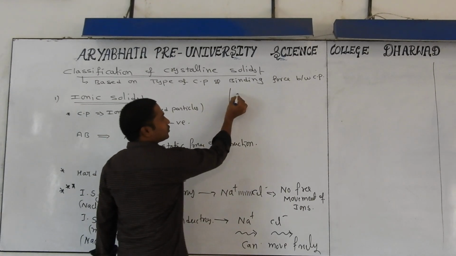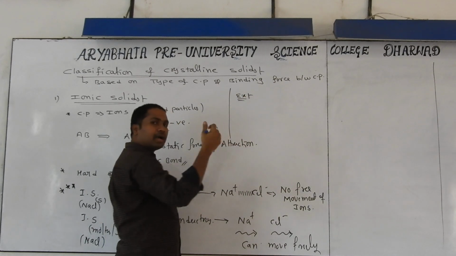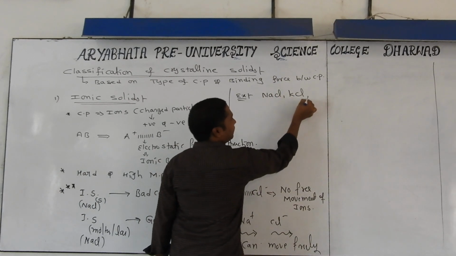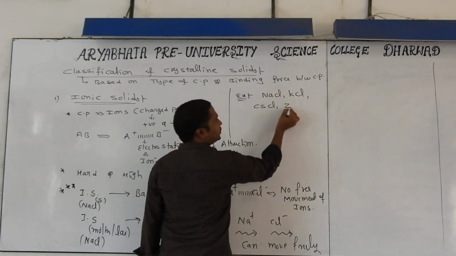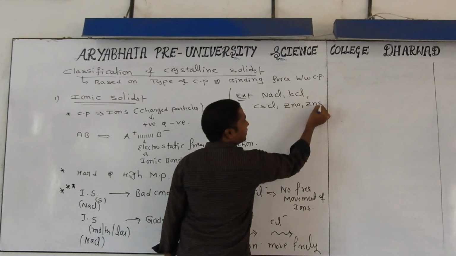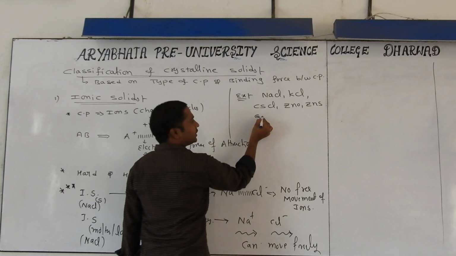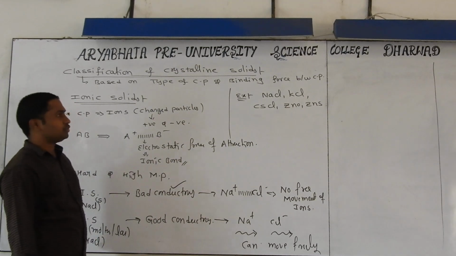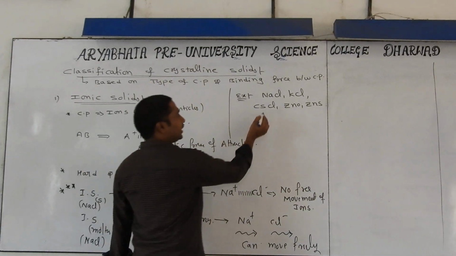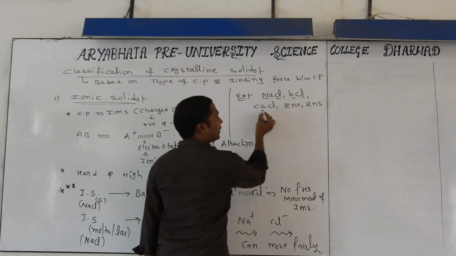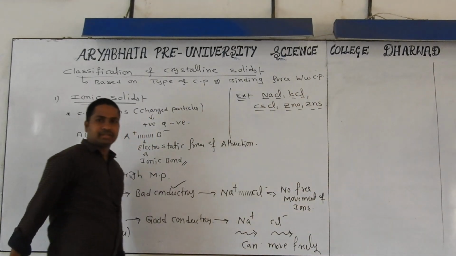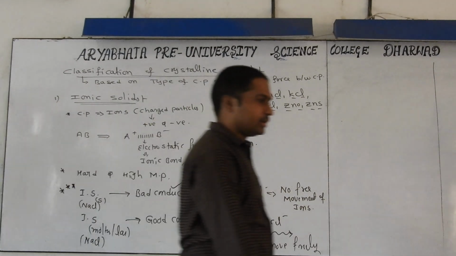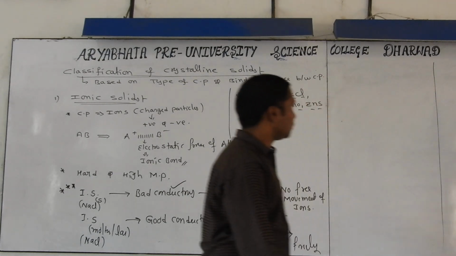Examples for the ionic solids. We can write all ionic compounds, like NaCl, KCl, cesium chloride, zinc oxide, as well as zinc sulfide. All these are examples of ionic solids. You see, very simple. Ionic bond is always formed between metal and non-metal atoms. Yes, check all these. This is the first category of crystalline solids: ionic crystalline solids, also called ionic solids.